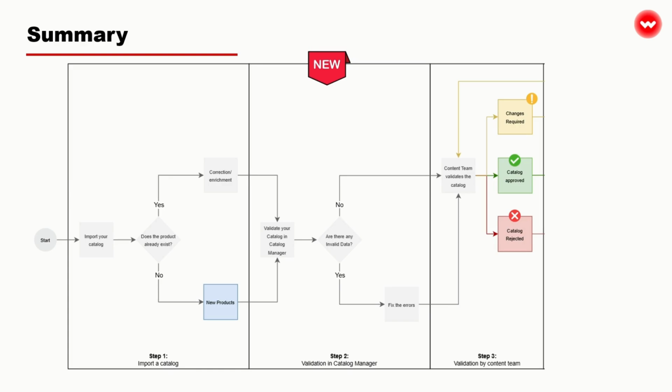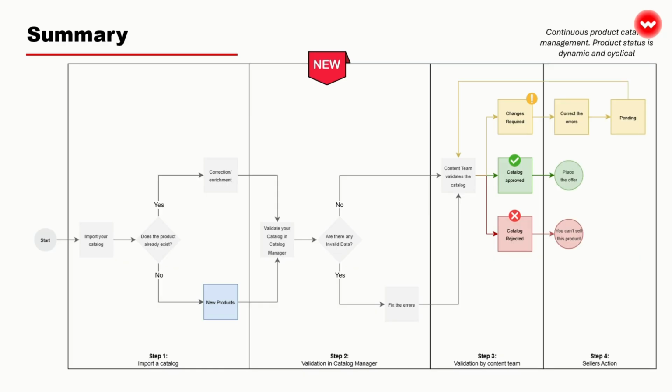Step 3. Content team validation. The catalog team reviews each product and decides whether it is accepted, needs change, or is rejected. Step 4. Seller's action. Based on that feedback, the seller either creates an offer, corrects the product information, or, if rejected, takes no further action. This completes the full cycle from product creation to publication, and all within the Mirakl Catalog Manager.